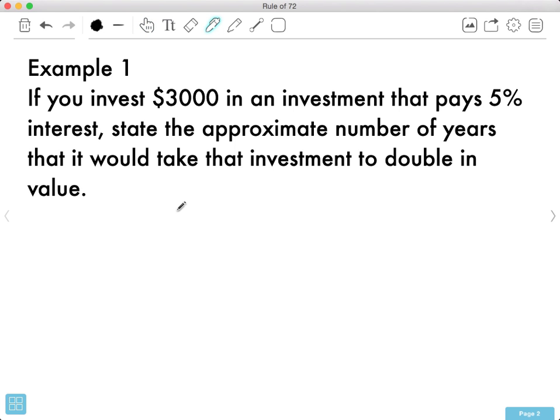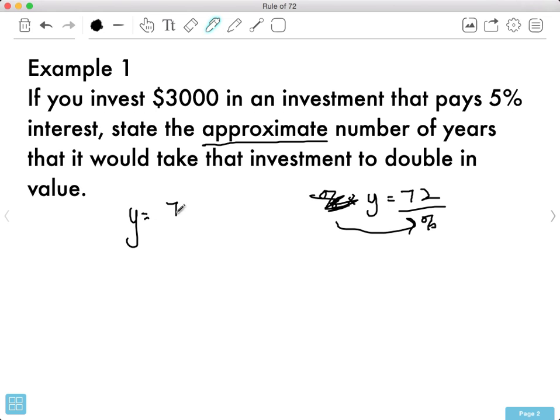In example 1, if you invest $3,000 in an investment that pays 5% interest, state the approximate, that's the key word there, number of years it would take that investment to double in value. So we know the investment percentage times the years, if that equals 72, that's about how long it'll take to double in value. So we can resolve this. We want to know the number of years, so we just bring the percentage over and divide it on both sides. So the number of years is 72 divided by whatever the investment's annual rate of return is.